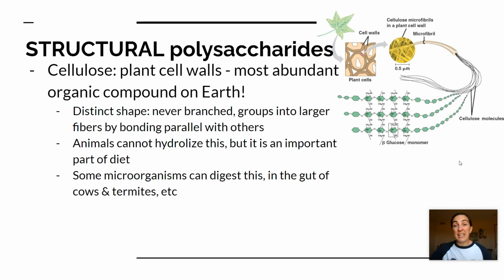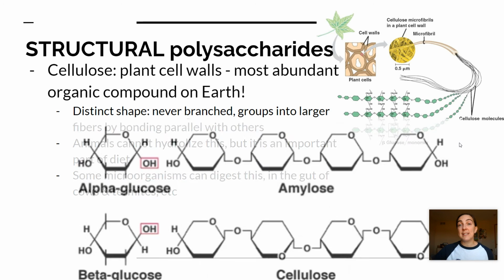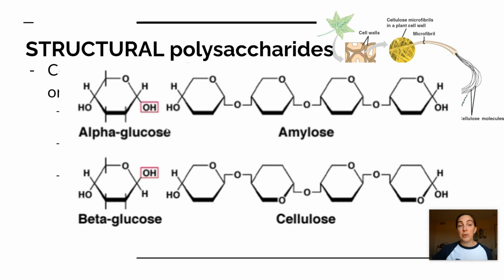It's an interesting little chemistry tidbit. The only reason we can't digest this is a simple structural change in the glucose monomers that make it up. So the top picture you see here is called alpha glucose. You can see it has this hydroxide on the lower side of the ring. When you link those together, you get these glycosidic linkages that are kind of hanging below the molecule. We do have enzymes that can break this up. This is a starch called amylose that we can break down for energy.